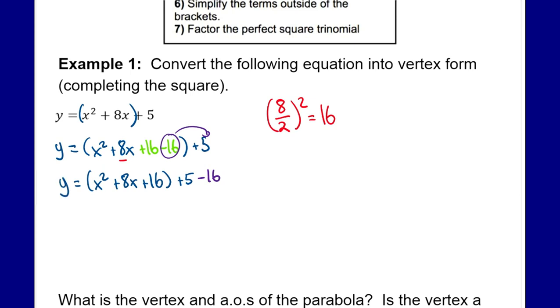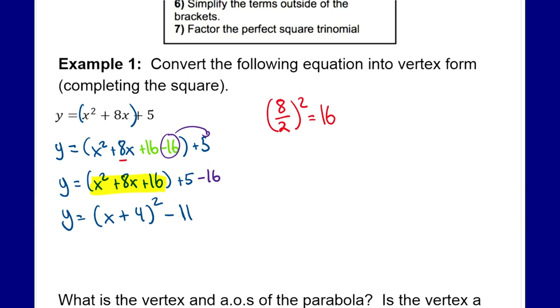And finally, the last step, I can simplify the outside and I can factor the bracket as a perfect square trinomial, which it should be. So x will be the first term. The last term will be the inside of the bracket, so this 8 divided by 2, or the square root of the last number, so 4, and the sign between the first two terms will be the sign in the bracket, so plus 4. That will be squared because it's a perfect square trinomial, and I simplify the outside. 5 minus 16 is negative 11.